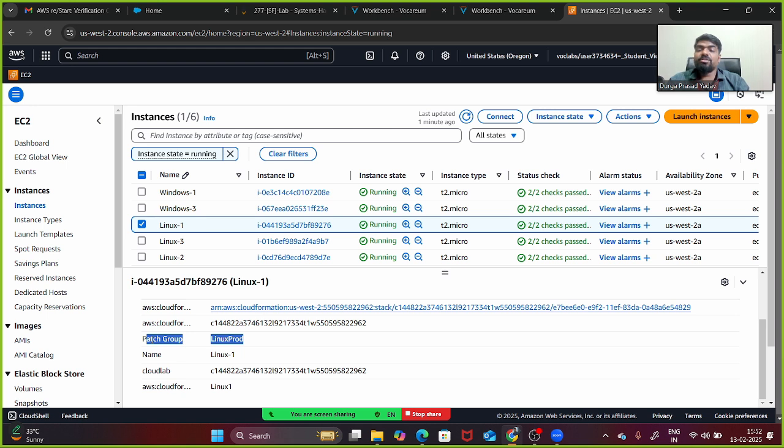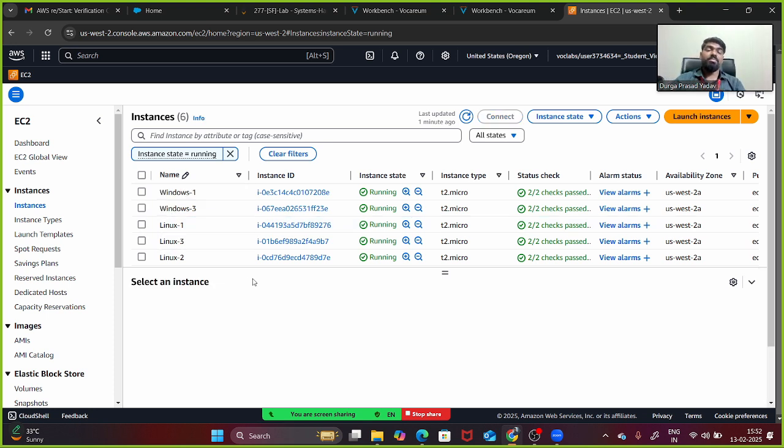Like the same, we can also keep a name for Windows as a patch group Windows. So all the Windows machines will come in that group, right? That is the method of collecting the resources for an identical name or identical group, right? So these are all the resources. Now these 6 computers we do have.